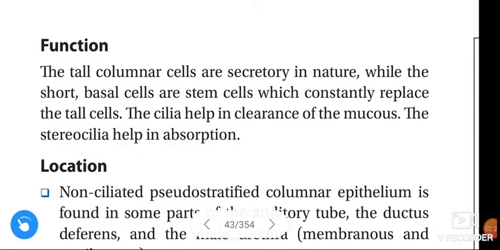function of pseudostratified epithelium. The tall columnar cells are secretory in nature, while the short basal cells are stem cells which constantly replace the tall cells. The cilia help in clearance of the mucus and stereocilia help in absorption.